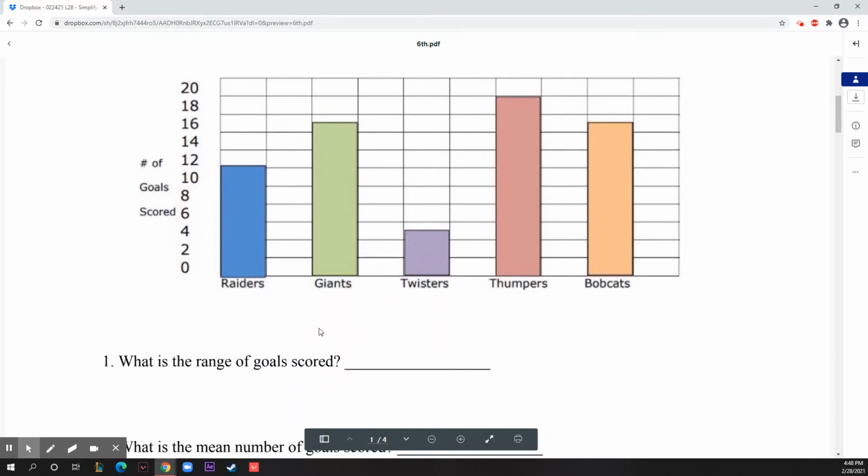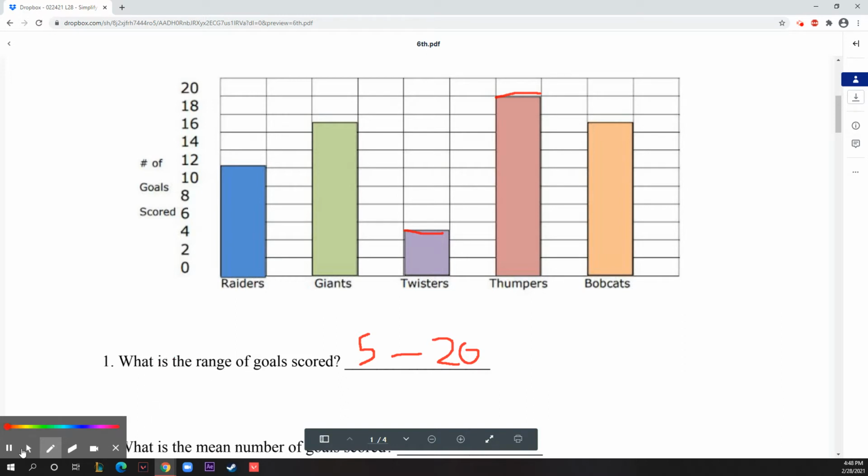So number one, what is the range of goals scored? When they're asking for range, all you have to do is find the smallest number in the data set and the largest number in the data set. In this case, it would be Twisters over here and Thumpers over here. Twisters is 5 and Thumpers is 20. So the range of goals scored is 5 to 20. All of the numbers in this data set will be between the numbers 5 and 20 inclusive.